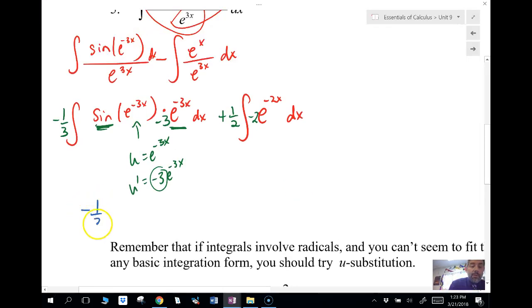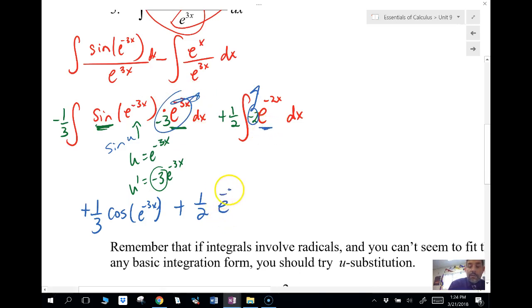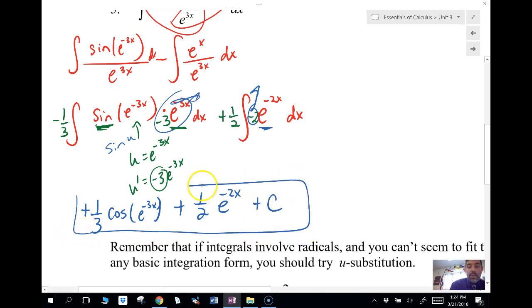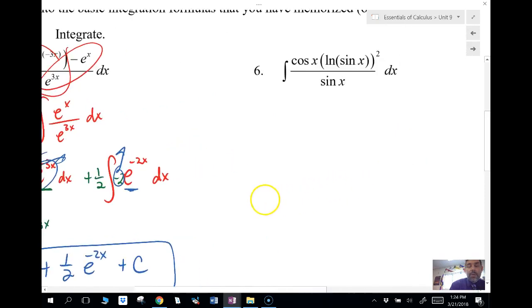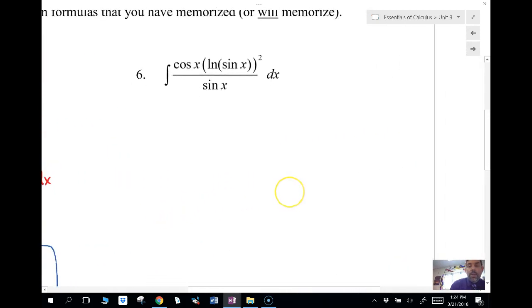So I'm going to have negative 1/3. The antiderivative of sine, because we're really just dealing with sine u, the antiderivative of sine is negative cosine. So it's going to make this a positive. Plus 1/2. This was a hook. The antiderivative of e is just e, plus c. Okay, boom, got it. All right, so sometimes we just gotta get it to a form that we know.